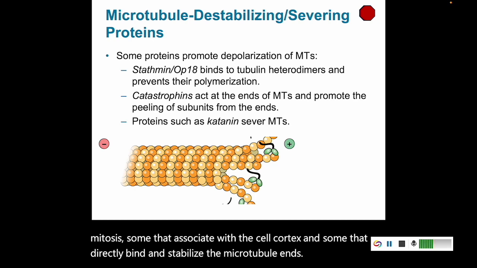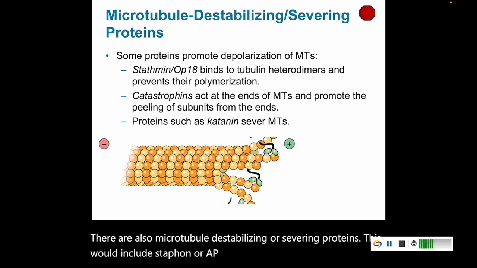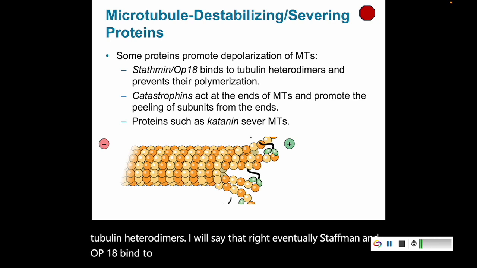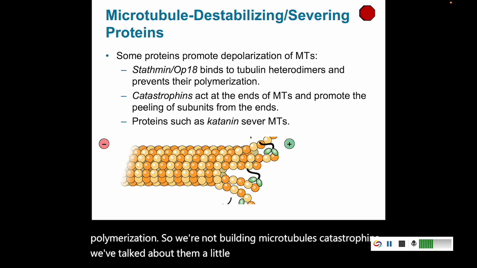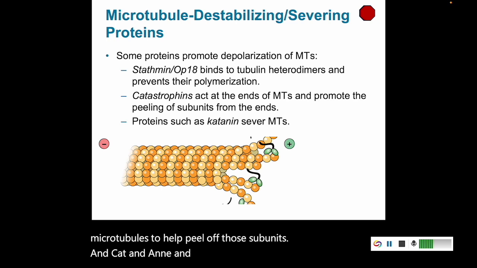There are also microtubule destabilizing or severing proteins. This would include stathmin or OP18. Stathmin and OP18 bind to tubulin heterodimers, which prevents their polymerization, so we're not building microtubules. Catastrophins, we've talked about them a little bit. They act at the ends of microtubules to help peel off those subunits. And katanin and other related proteins sever microtubules.